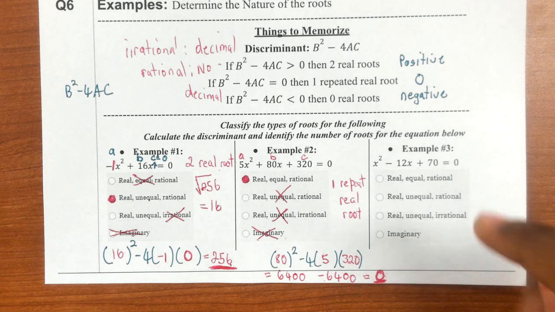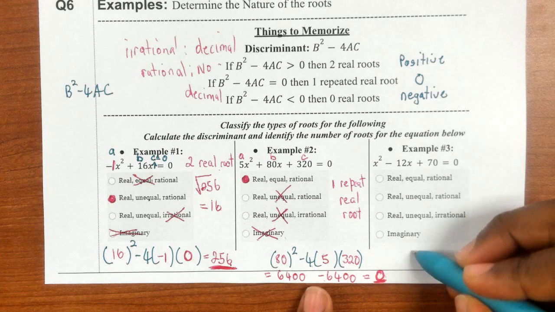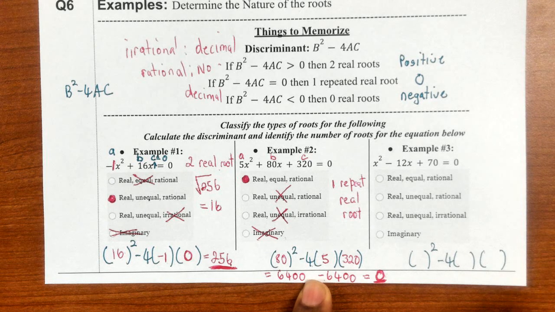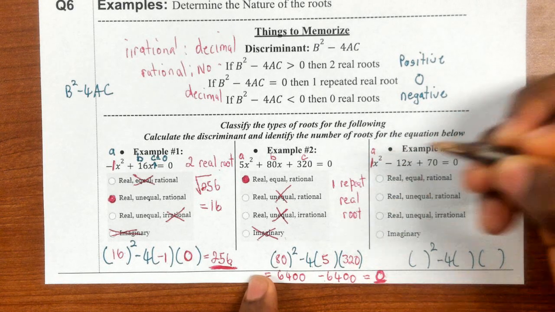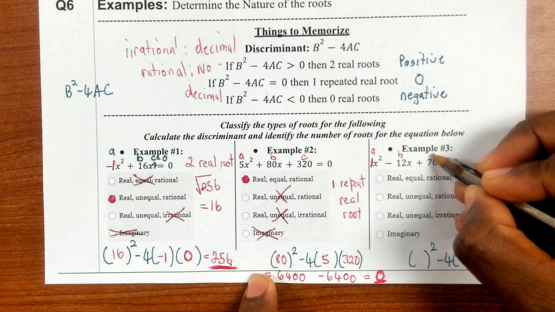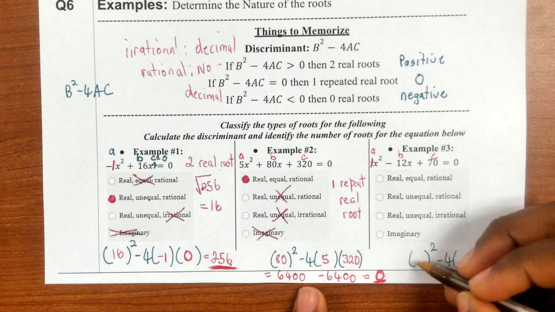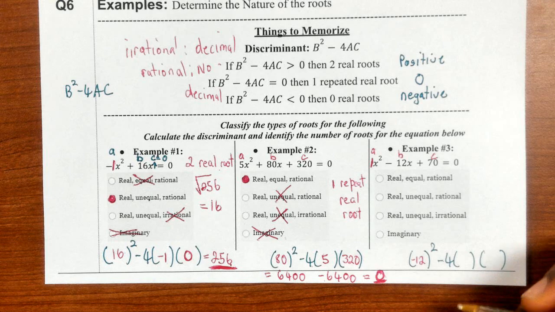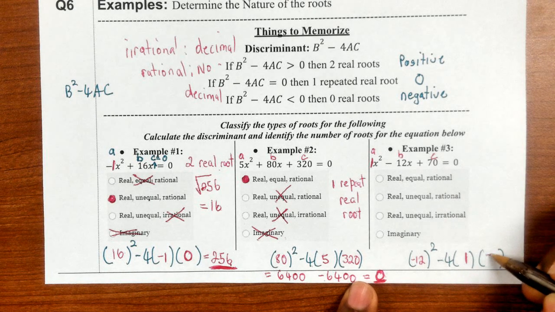Okay? So now let's do the last one. Okay? So again, I set up parentheses squared minus 4 parentheses parentheses. Okay? And then we're going to plug in our a, b, and c. In front of my x squared is a 1. That's your a. Your b is 12. Your c is 70. Alright? So I'm going to plug in my b, which is negative 12. So not just 12, negative 12. Alright? Your a is 1. And your c is 70.